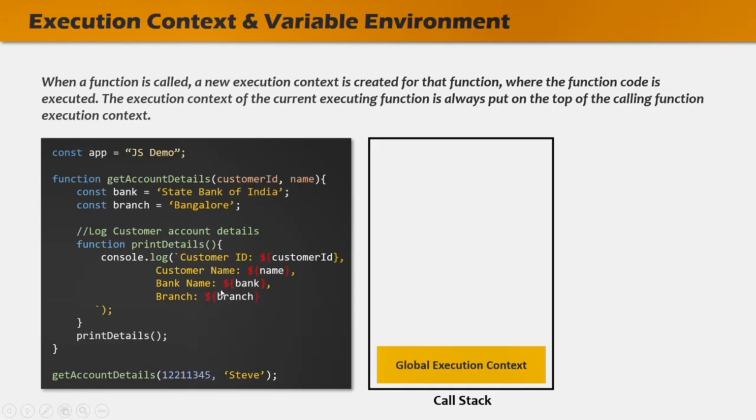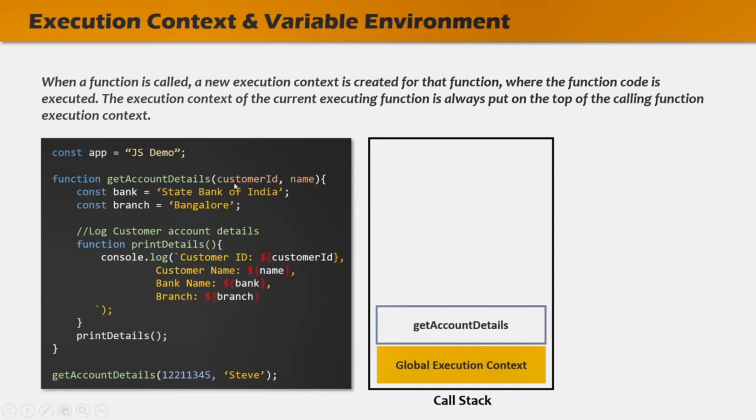Then here we are also calling this getAccountDetails function, and we are passing the values for the customerID parameter and the name parameter. So when this getAccountDetails function is called, an execution context for it will be created, and it will be pushed to the call stack where that execution context will be executed. This execution context is going to store all the information about this getAccountDetails function.